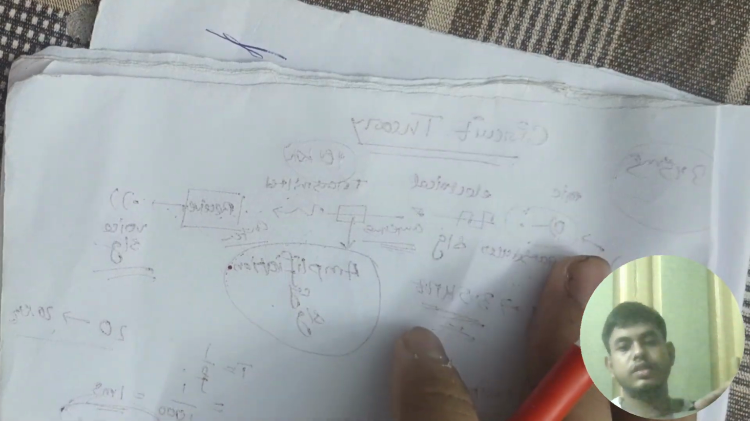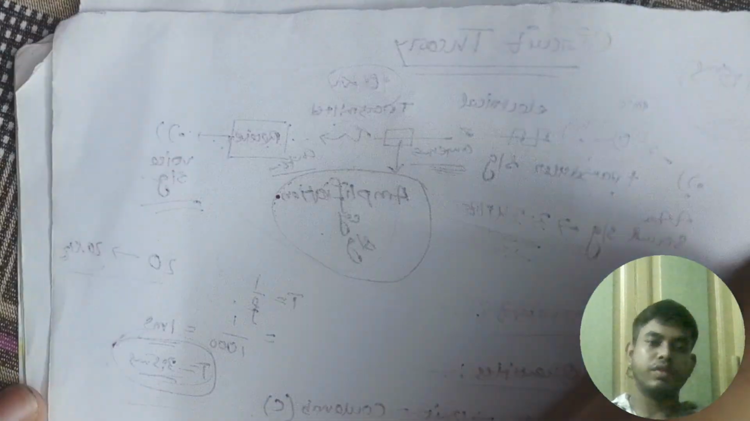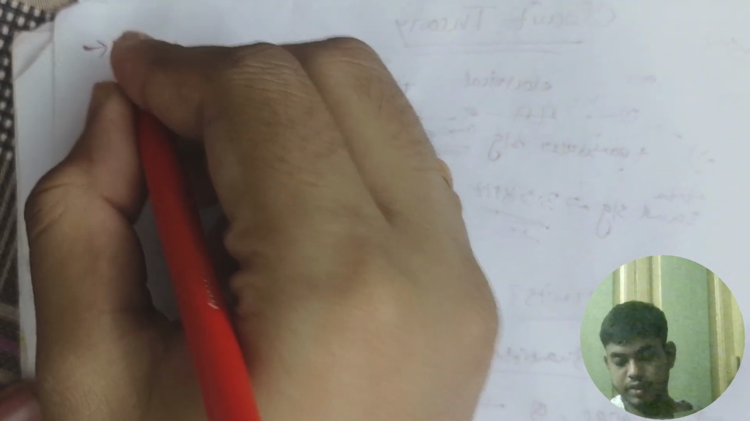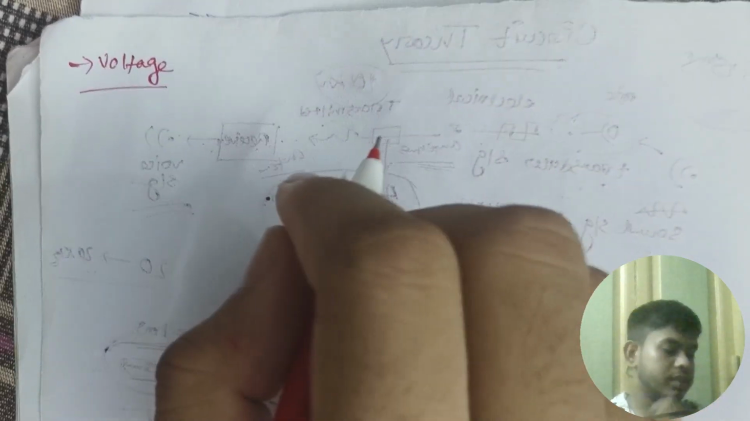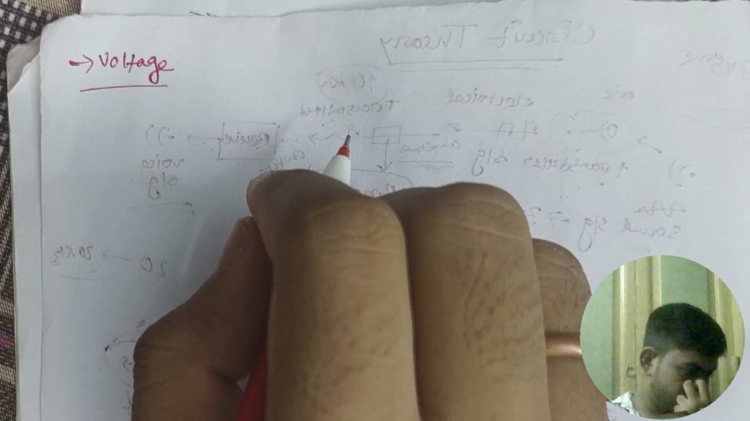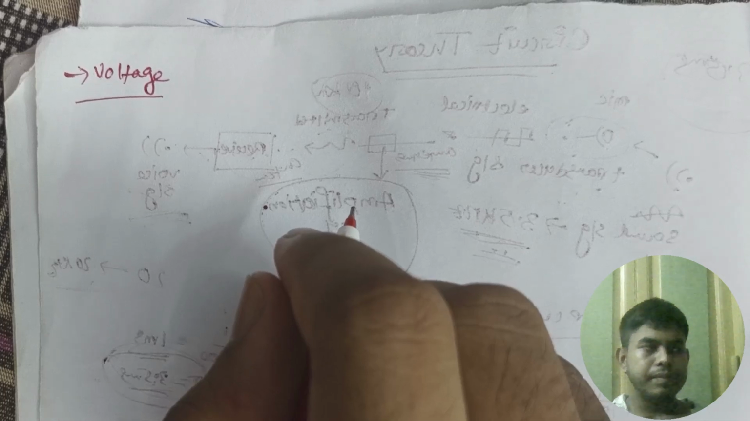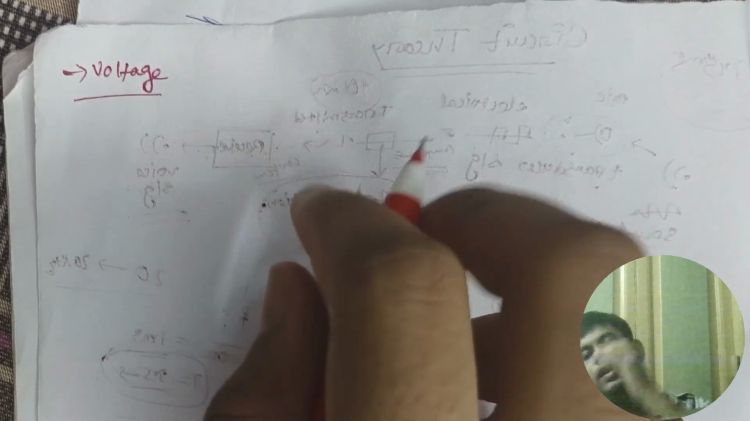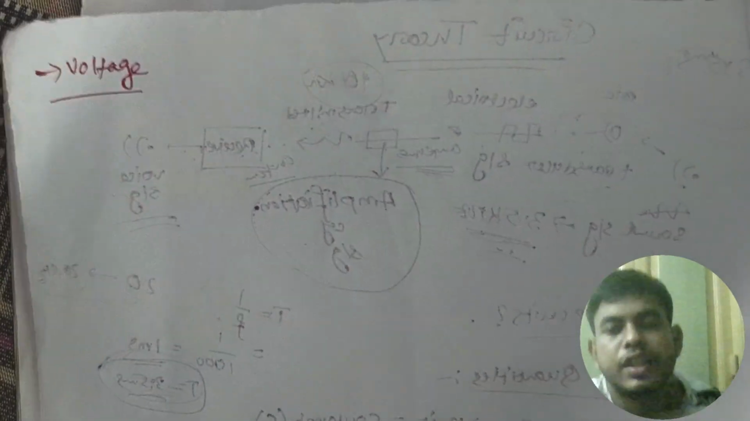Now, the next electrical quantity is voltage. You have studied maybe in physics what voltage is. Okay, so I studied that.